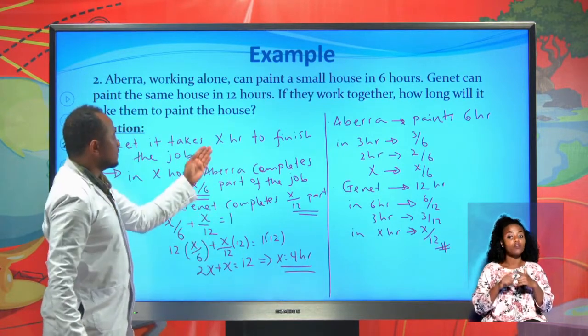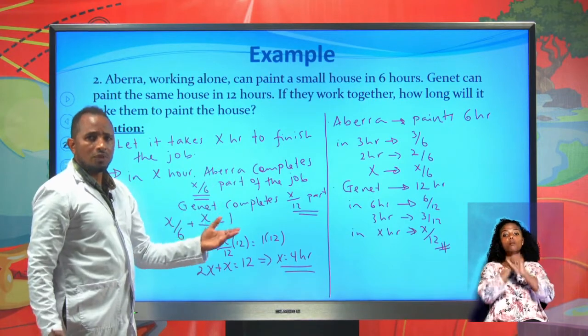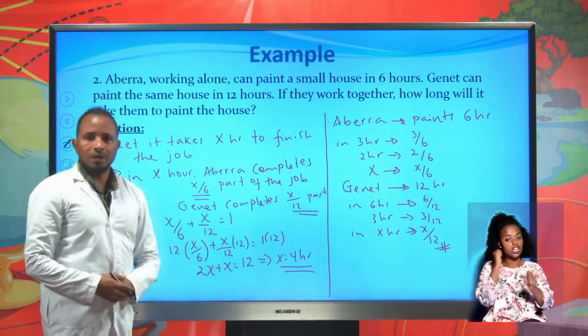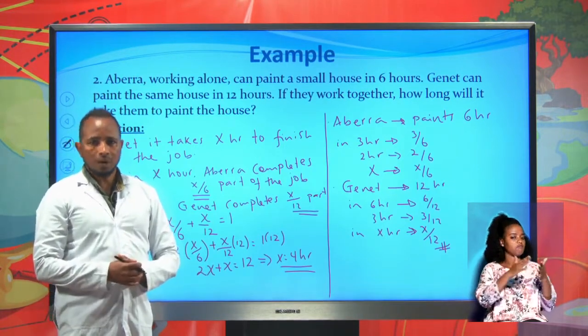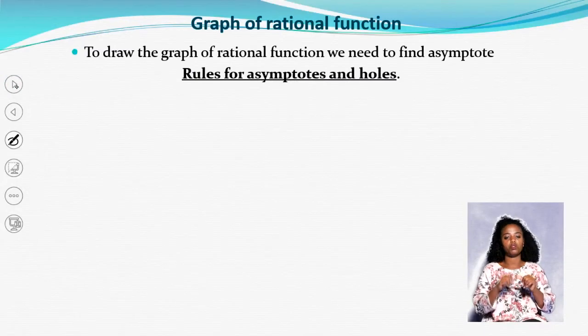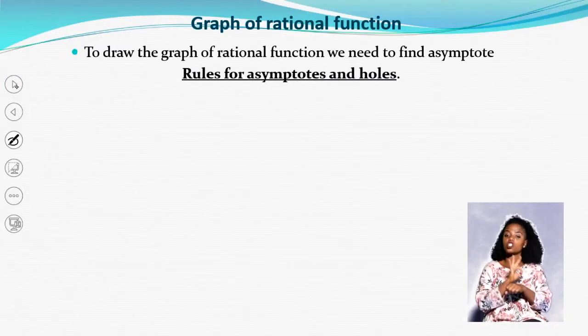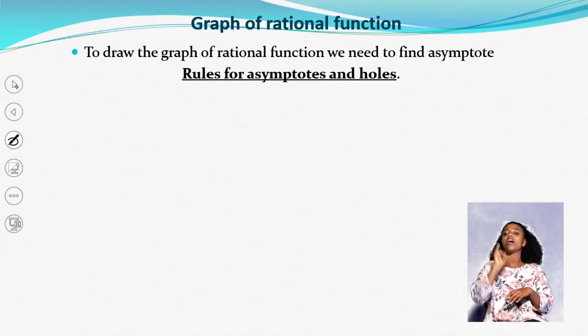Therefore, we have found the value of x, the time it takes to complete the job when they work together. It takes 4 hours when they paint this room together. This is it. Now let's continue to the next part. Let's see the graph of a rational function. To draw the graph of a rational function, we need to find asymptotes. So let's see the rules for determining asymptotes and holes.